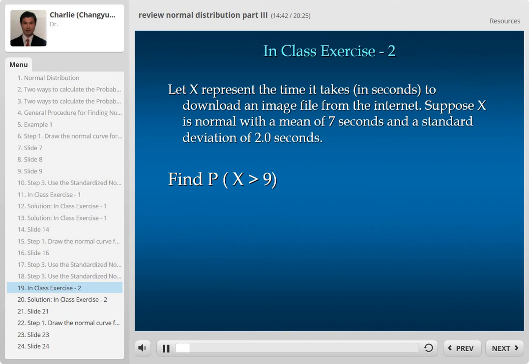Here comes our in-class exercise 2. Again, we have a normal distribution x with mean equals 7, standard deviation equals 2. We're trying to find the probability of x bigger than 9. Now, again, this is a very important exercise, so please stop this session and try to solve this in-class exercise, taking as much time as you need.